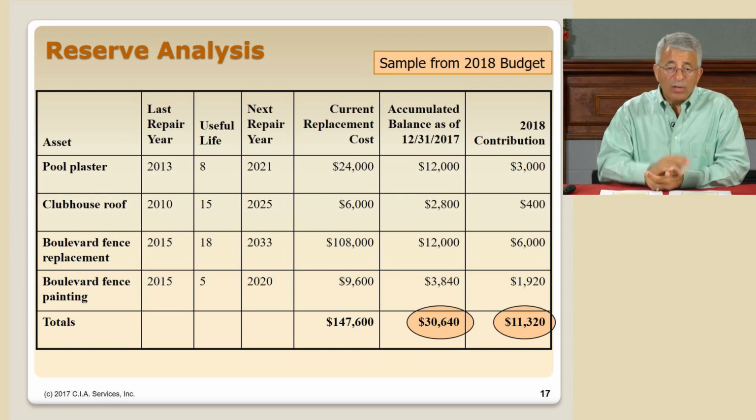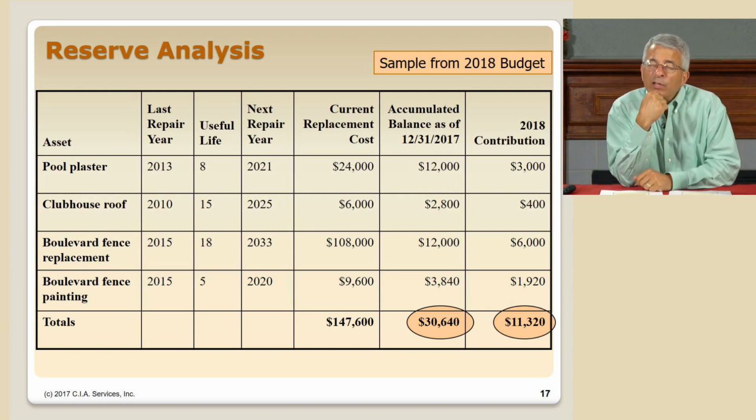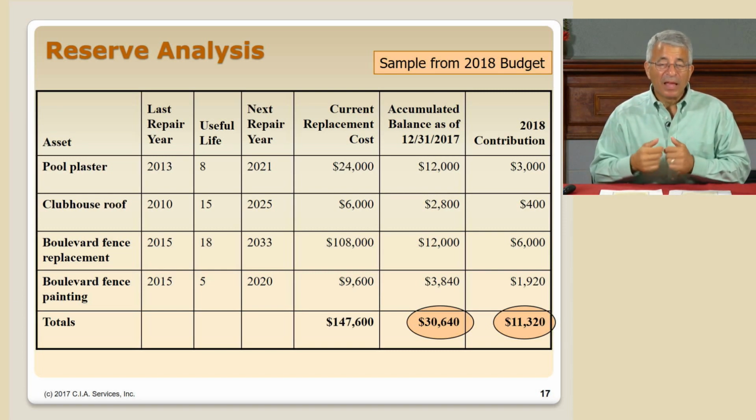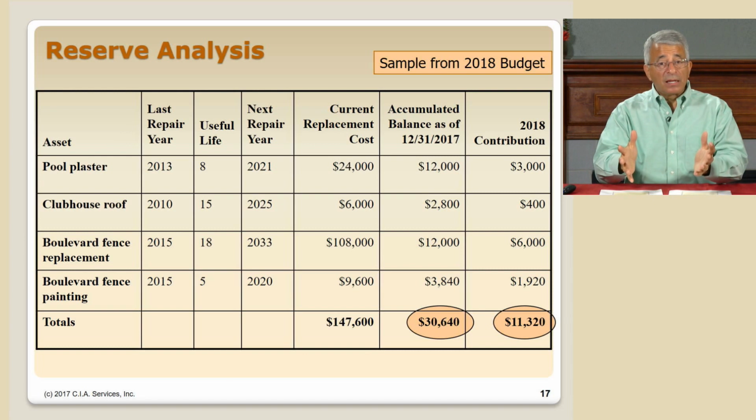What we can't do in the case of the roof is say, so in 2025, 8 years from now, what's it going to cost us to do that roof? I don't know. That's a harder thing for us to do in our heads. That's where the model comes in.